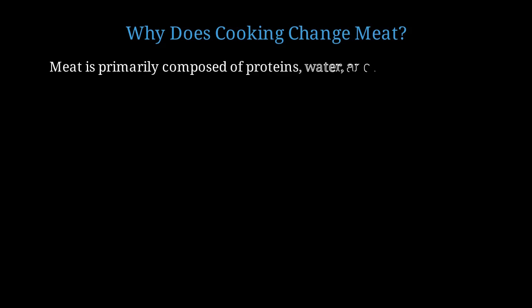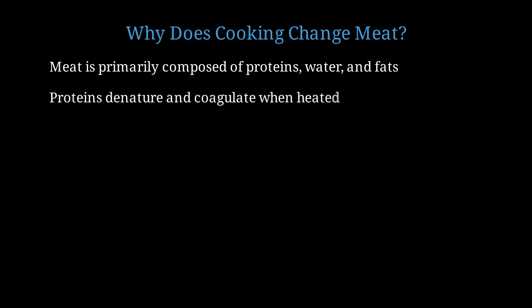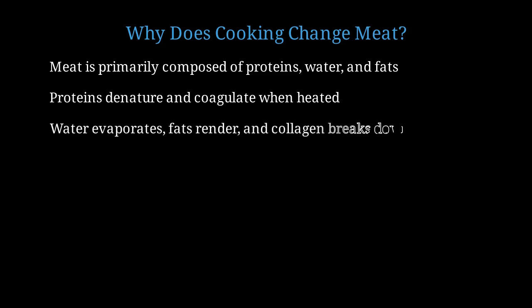Meat is primarily composed of proteins, water, and fats. These components undergo dramatic transformations when exposed to heat. Proteins denature and coagulate when heated. This means their three-dimensional structure unfolds and then reforms into new structures. Water evaporates from the meat, fats render or melt out, and collagen, the connective tissue, breaks down into gelatin.